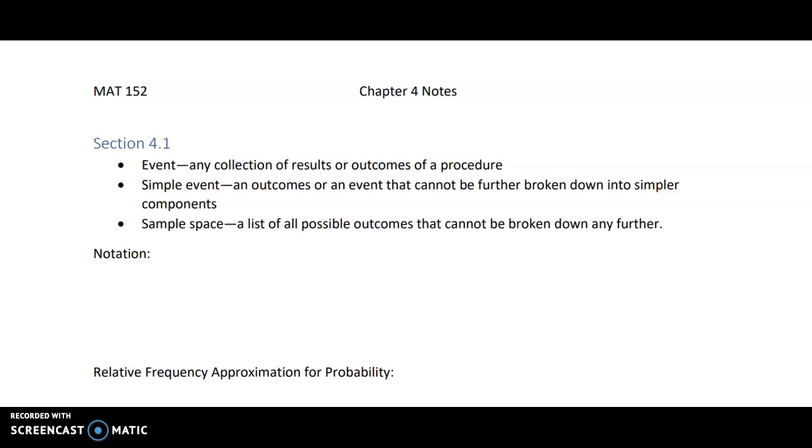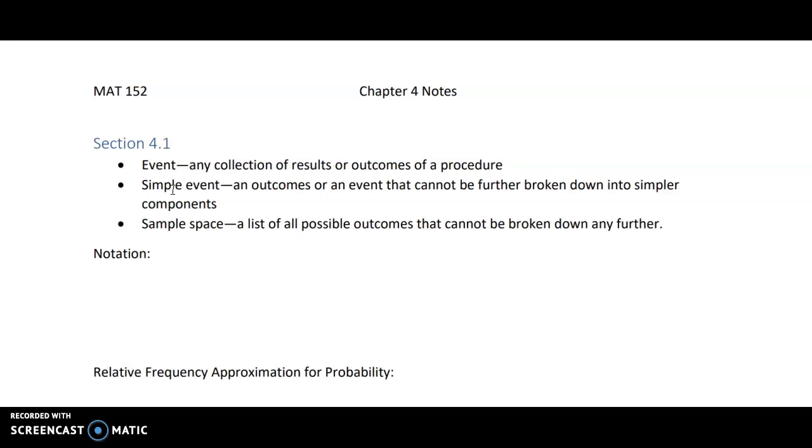Guys, so in this video we are going to talk about probability, and this is an introduction to probability. So let's look at some terminology. The first one is an event. An event is any collection of results or outcomes of a procedure. So we have simple events and then we have compound events, and we're going to start with simple events. Simple events are outcomes that you can't break down any further.